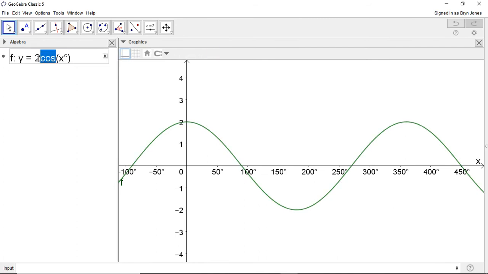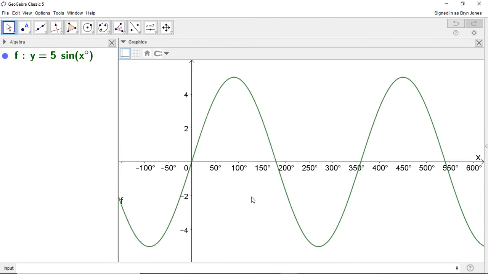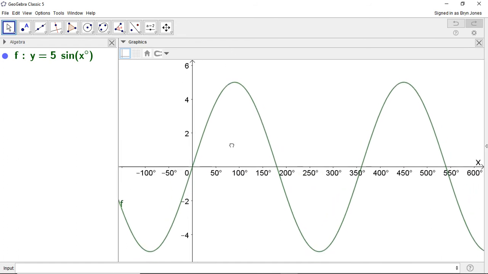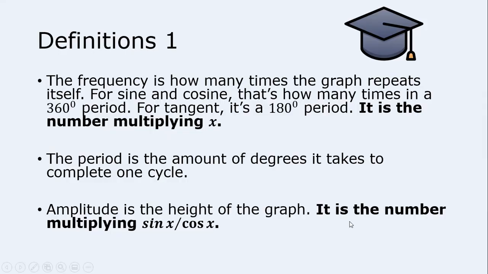Okay? Right, I'll make this like 5 sine. So we'll just have a look at a sine function to see that it works. Again, I made it 5, which is why the maximum point here is 5. Okay? And the lowest point is -5. So that's the amplitude. Okay, and again, it's the number in front of sine x or cos x.